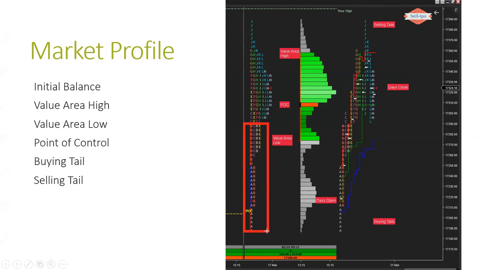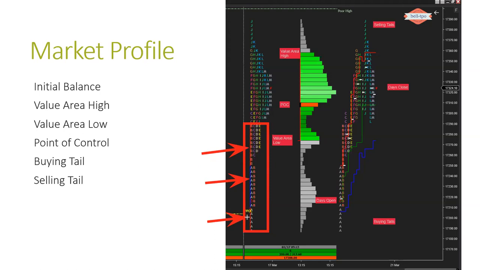Many software will represent this in a different manner. The tool which I am using plots it as a vertical stripe with a blue and red color combination. You can see that blue and red color combination over here. That tracks the first 1 hour of price action. The first 1 hour of price action is called the initial balance.